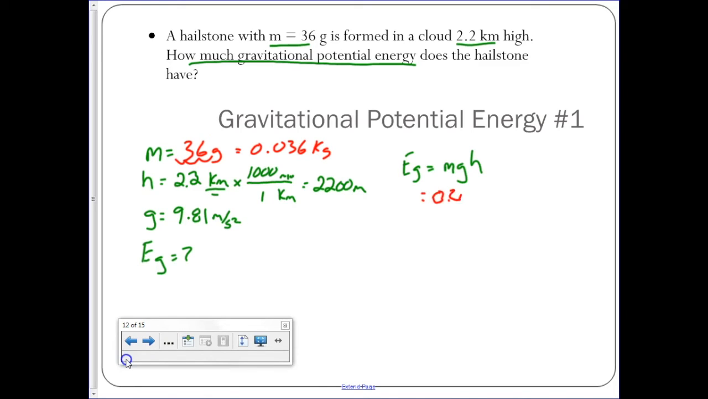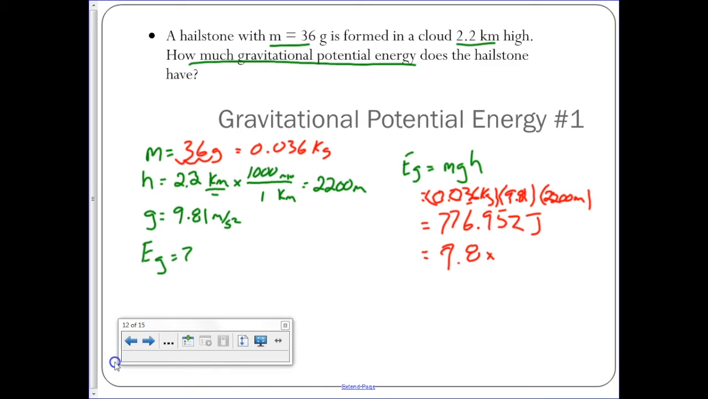Now we're ready to plug in. So we have 0.036 kilograms times 9.81 times our height of 2,200 meters. So now we come to an answer of 776.952 joules. Now, we have 2 significant digits limiting us, so we'd have to cut this off at 7.8 times 10 to the 2 joules. 7.8 times 10 to the 2 joules is what our answer to this question would be.